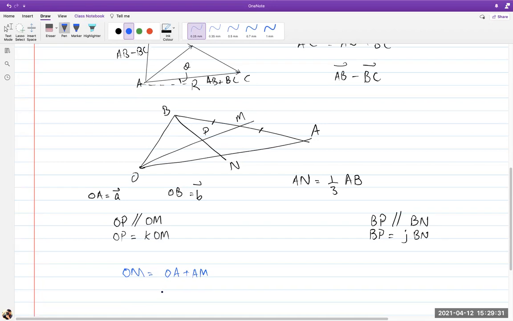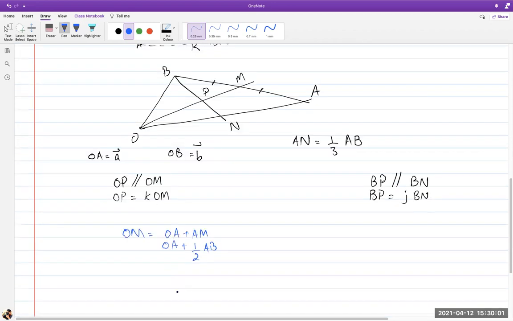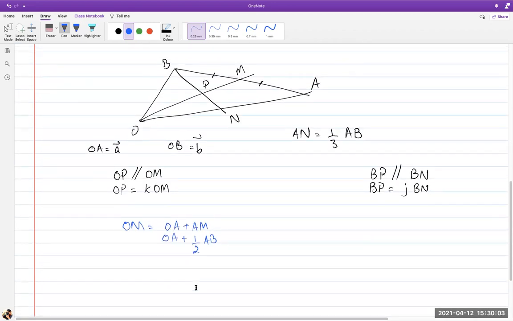Now, I also know that going from A to M is same as going halfway from A to B. I can say that, right? Is it not 1/3? No, M is in the middle. M is the midpoint of AB. Yes, okay. So N is the midpoint of OA, right? It's not. It's 1/3. We just know that AN is 1/3 of AB. That's all we know.